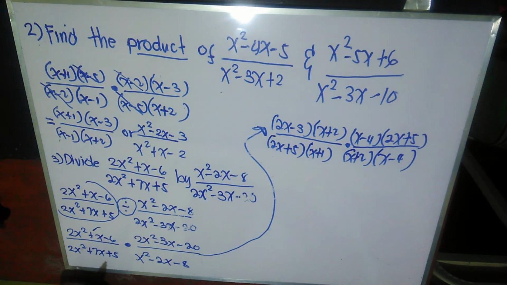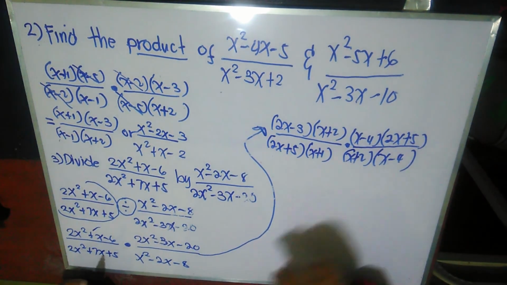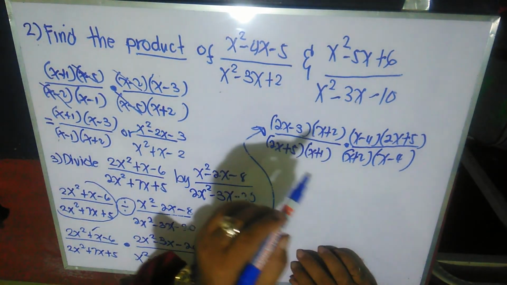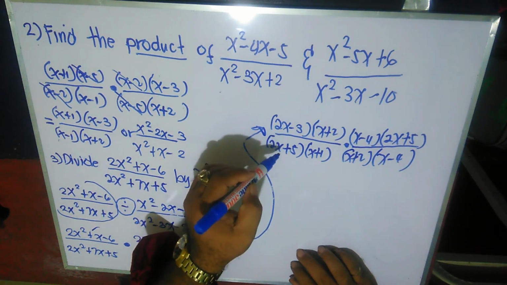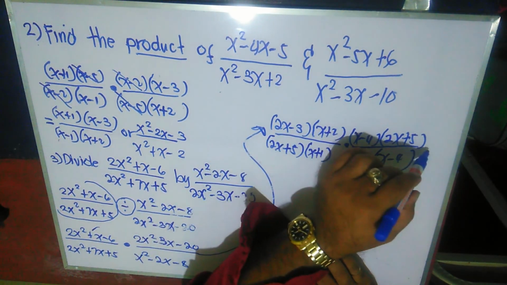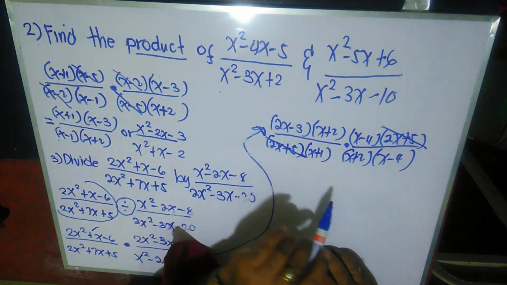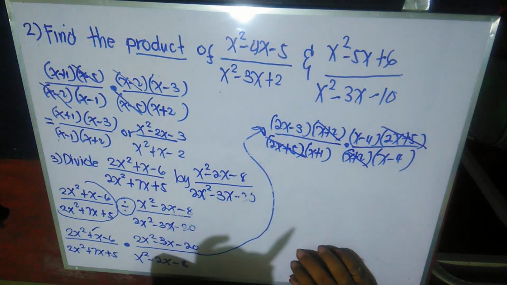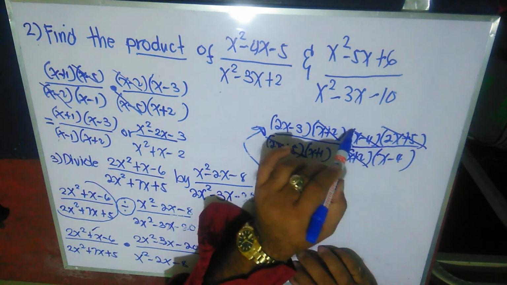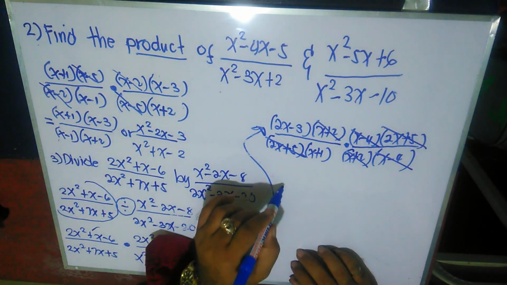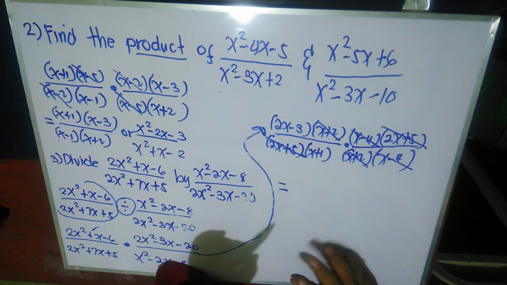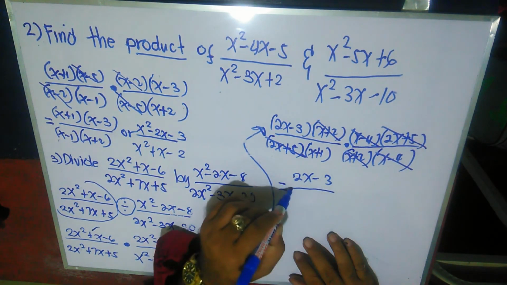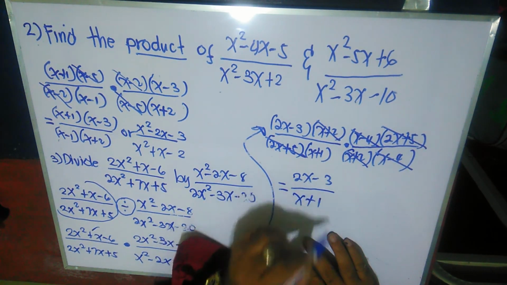After that, you find the same elements in the quantity. So we have 2x plus 5, so we can cancel this, and we can cancel also the x plus 2, and also x minus 4. Therefore the expression is 2x minus 3 over x plus 1.